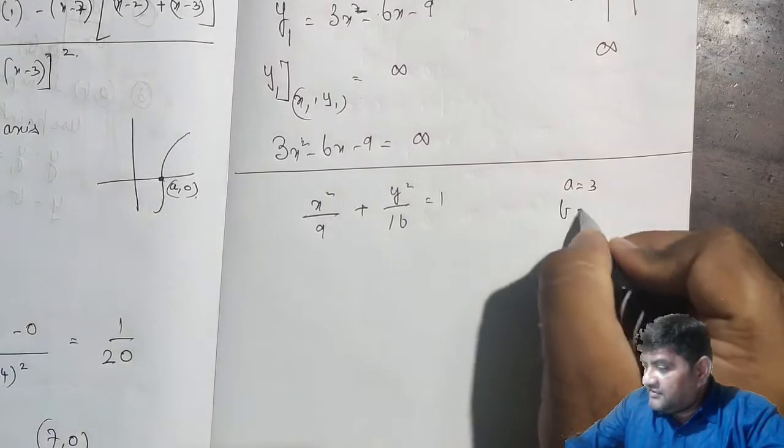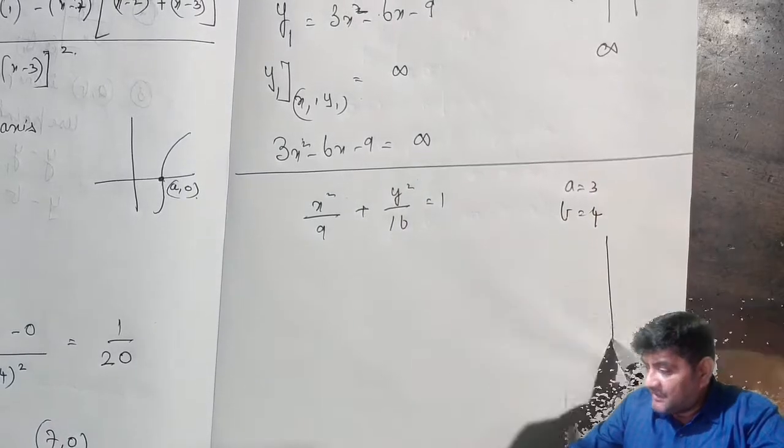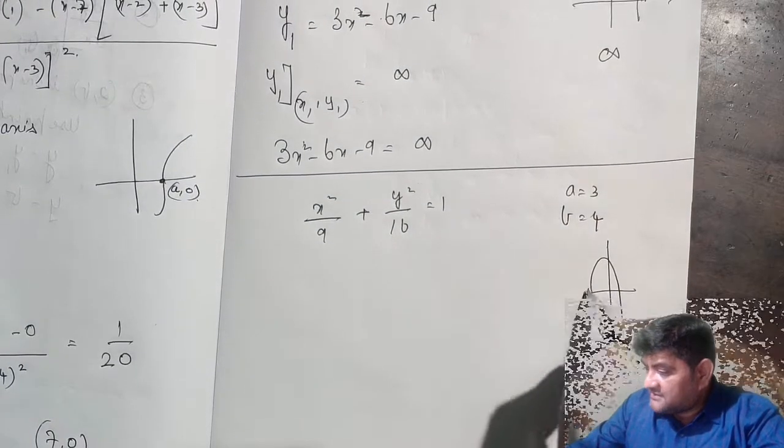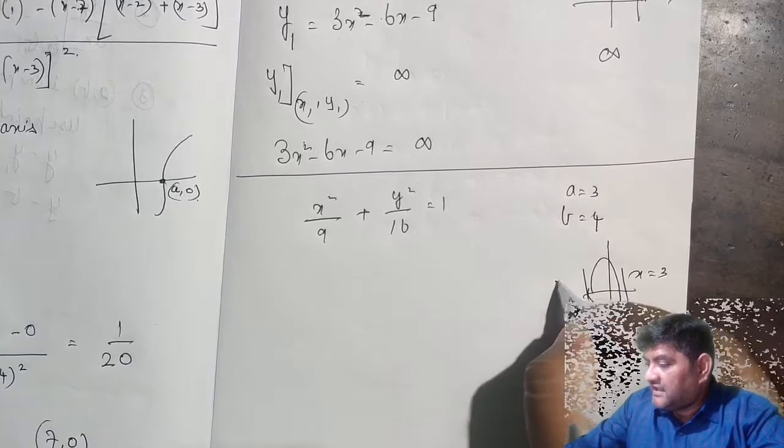A is 3 and b is 4. So I know that this is a vertical ellipse, so I already know the answer. This is parallel to the x-axis. So this is going to be x equal to 3 and x equal to minus 3.